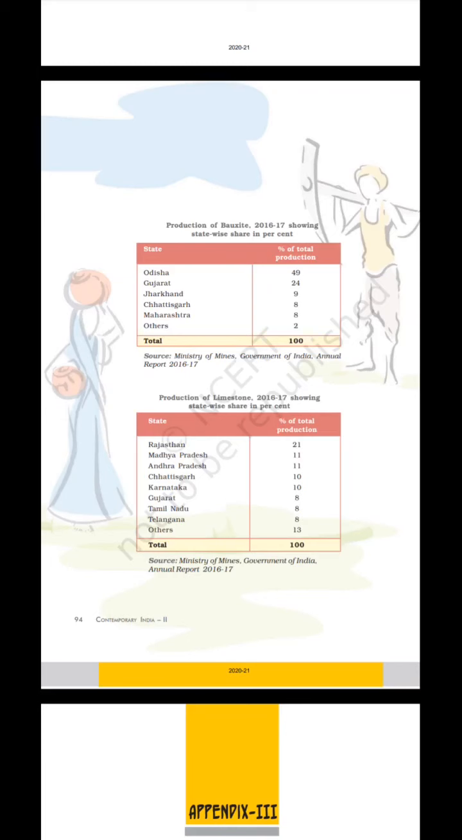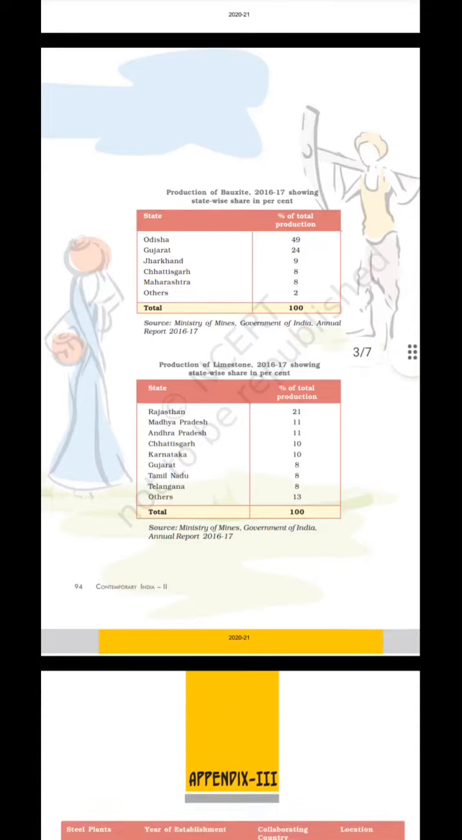Production of limestone 2016-17 showing state-wise share in percent. Rajasthan 21, Madhya Pradesh 11, Andhra Pradesh 11, Chhattisgarh 10, Karnataka 10, Gujarat 8, Tamil Nadu 8, Telangana 8, others 13. Total 100. Source: Ministry of Mines, Government of India, Annual Report 2016-17.